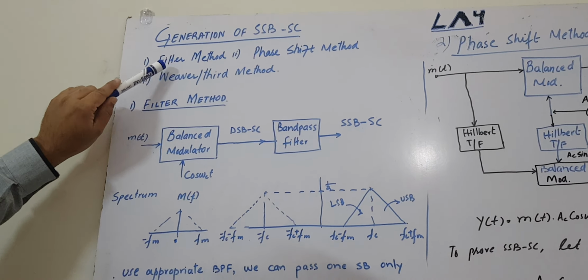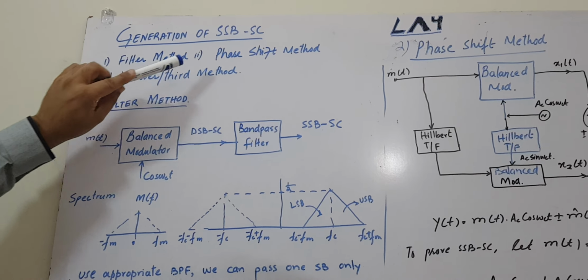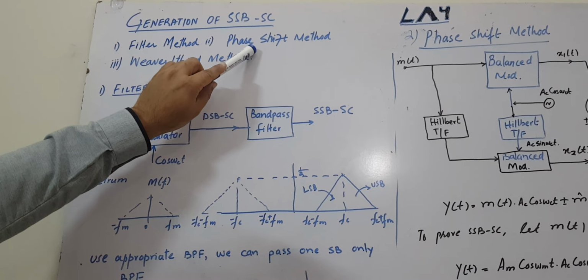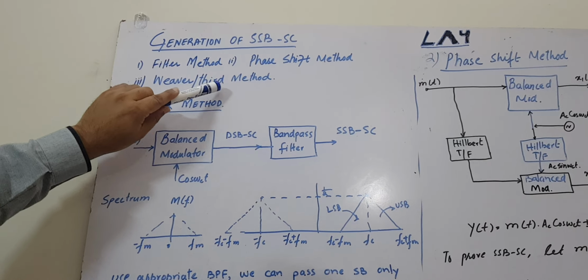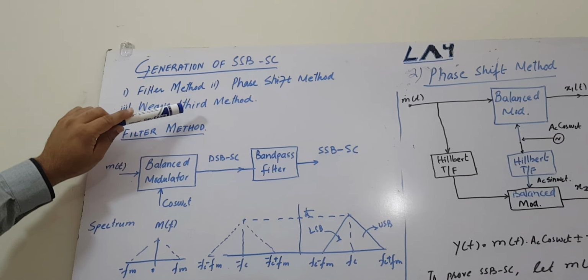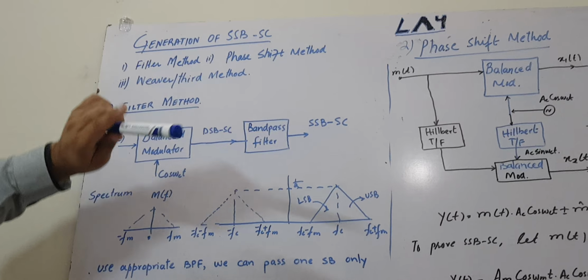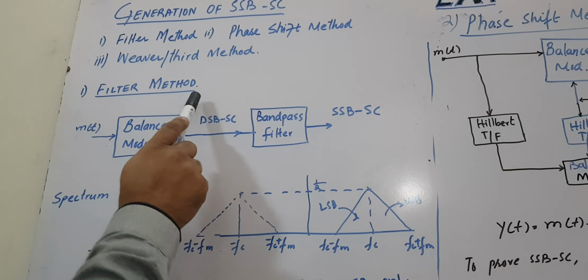The first method is called the filter method, because we will use a specific band pass filter. The second method is the phase shift method, and the third method is Weaver's method. It is also known as the third method because it is the third generation, so you can also simply call it the third method. So let's discuss the first method. The first method is known as the filter method.